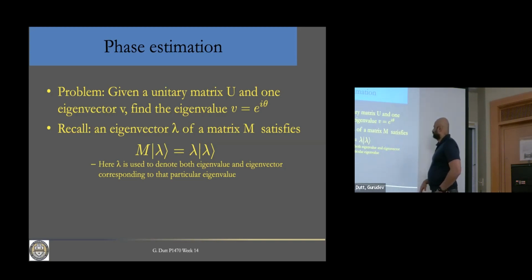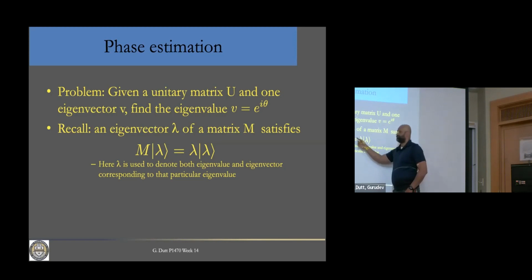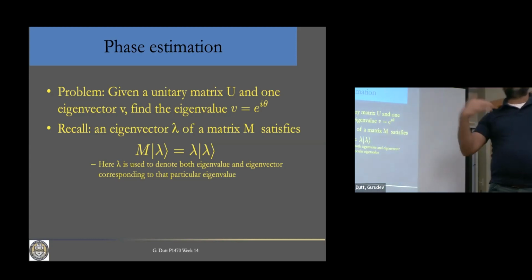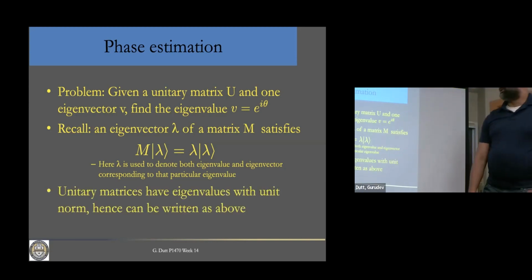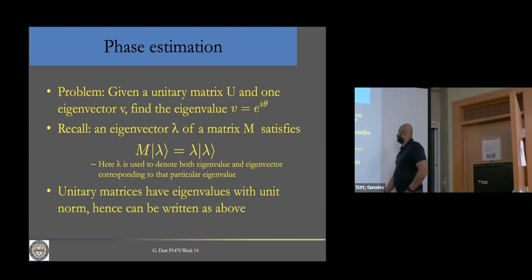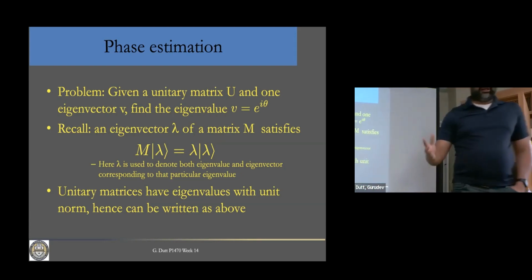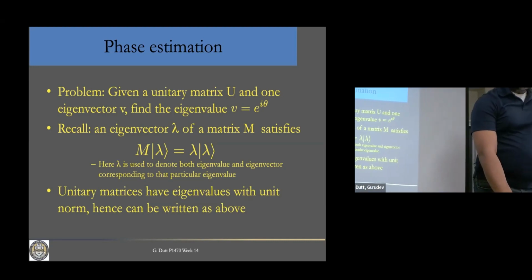Here I use lambda just to denote both. Ket lambda is the eigenvector, which corresponds to having the eigenvalue lambda. So lambda is a number, a complex number, but ket lambda is the eigenvector corresponding to that particular eigenvalue. Unitary matrices, it can be shown, have eigenvalues with unit norm, meaning lambda squared will be 1, which means lambda can always be written in the form e to the i theta. I won't go into the proof, it's fairly straightforward, but we don't need to worry about it.